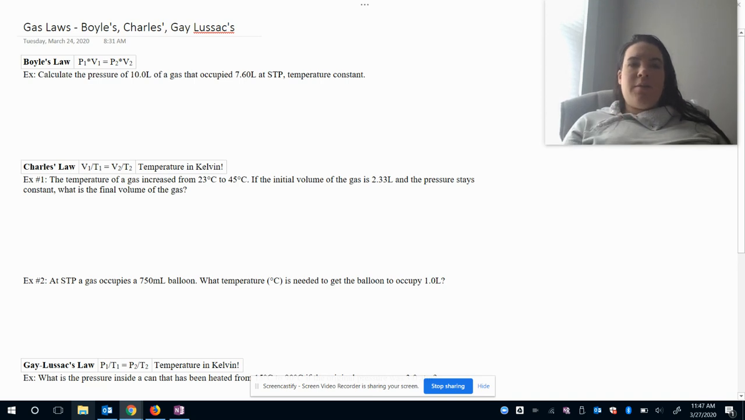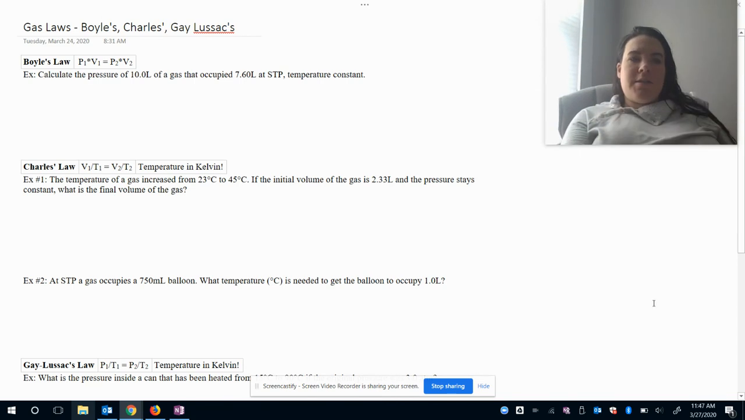So looking at this first problem, we've got 10 liters. Liters is a unit for volume. And this isn't a number, but STP is going to give us our pressure. It doesn't specify what unit we have to use for pressure. When I have the choice, I'm always going to use atmospheres because the numbers tend to be very close to 1. We had 3 sig figs for the other ones, so I'm going to match that.